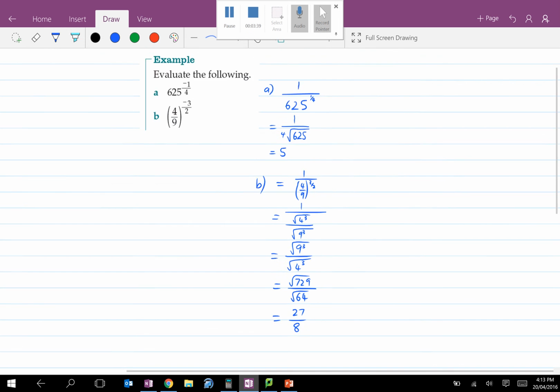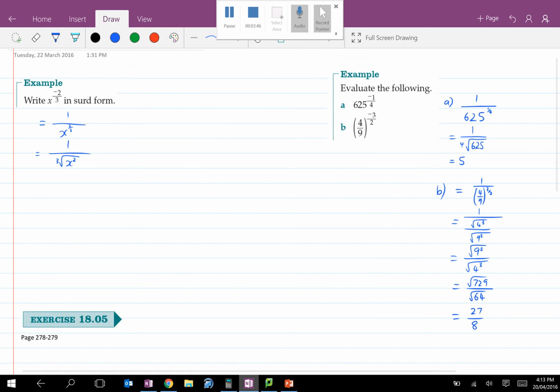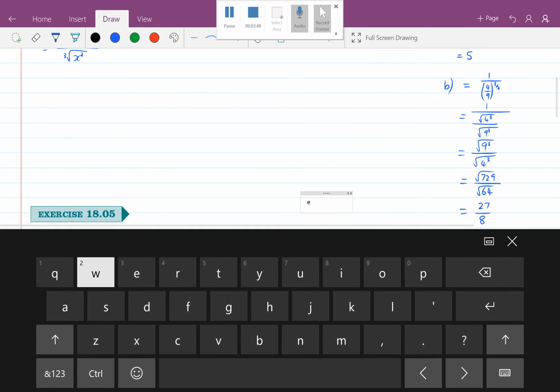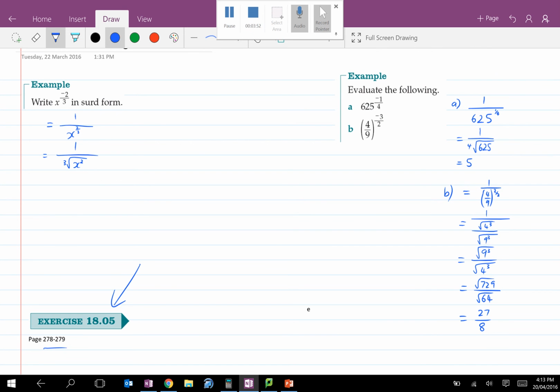If we wanted to, we could evaluate it directly in our calculator as well, but that's just showing us steps of working to get there. Okay, so exercise 18.05 on page 278 will provide you with some practice for these styles of questions.